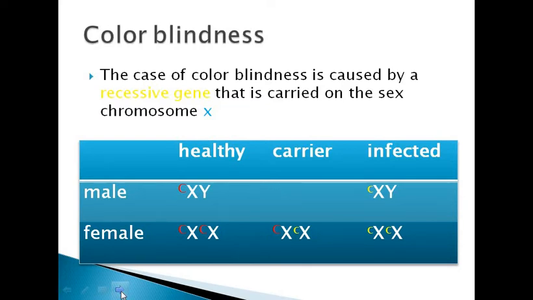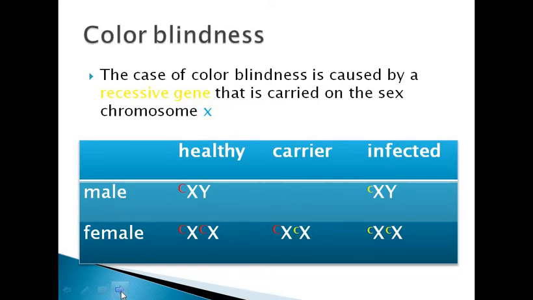We have three phenotypes for color blindness: a healthy person, which is completely normal, an infected person that has color blindness, and a carrier, but the carrier state is present only in females. What about the genotype of the healthy person? In the male, the healthy person has one dominant gene carried on the X chromosome, while the healthy female has two dominant genes on both X chromosomes.